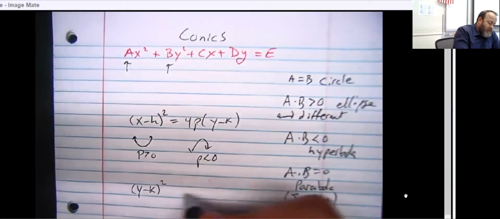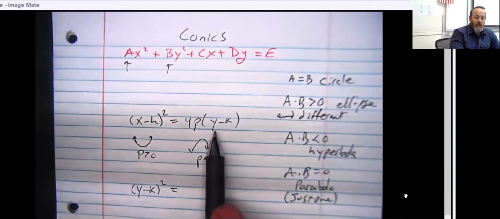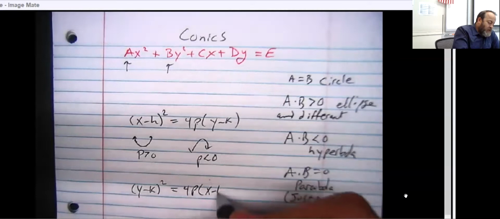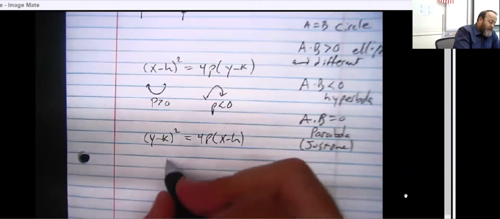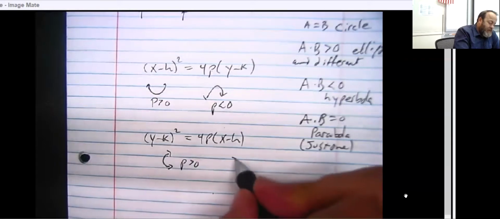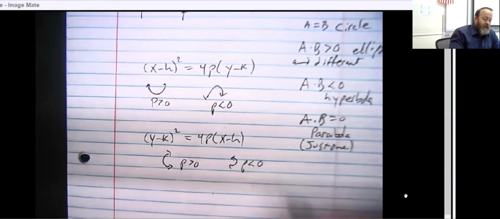And it turns out we always do the same thing. So notice that Y and K go together, X and H go together. And so we end up with a side-to-side parabola. So again, it's going to open up this way if P is positive, and it's going to open up to the left if P is negative.